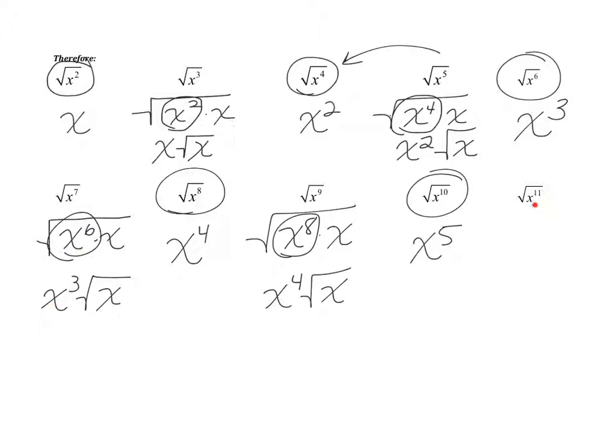So if you think through x to the 11th, well, that would be x to the 10th times x to the 1st, and the square root of x to the 10th is x to the 5th. So this next one's going to be x to the 5th, square root of x.